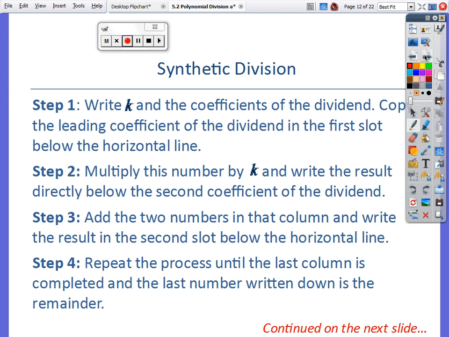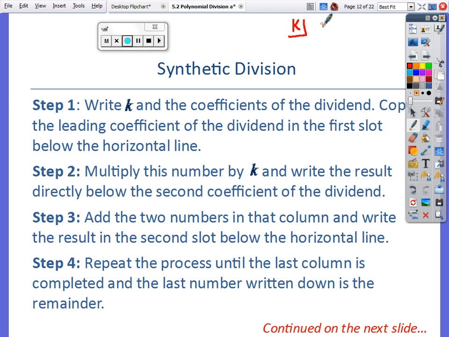But step 1 is write k and the coefficients of the dividend. Copy the leading coefficient of the dividend in the first slot below the horizontal line. So in other words, it's going to look like this. I know it's going to look weird. But you're going to find your k, and you're going to put your k in a half box in the upper left-hand corner. Then you're going to put all your coefficients. Remember, it needs to be in descending order, not leaving out any degrees.